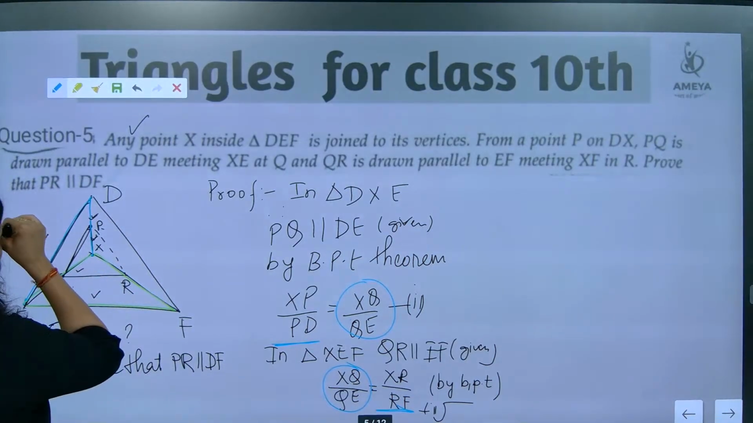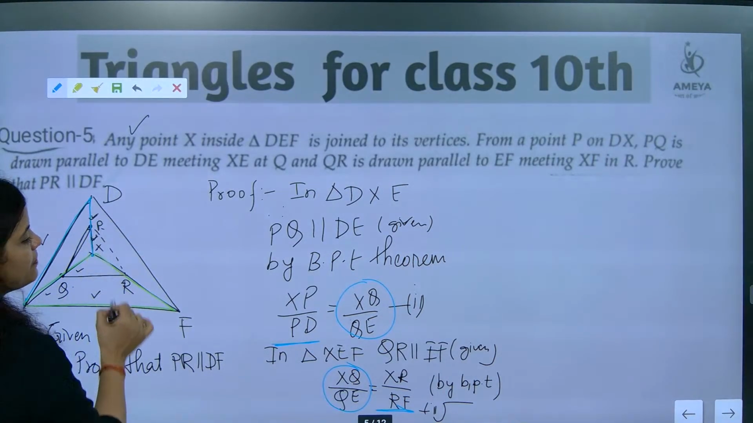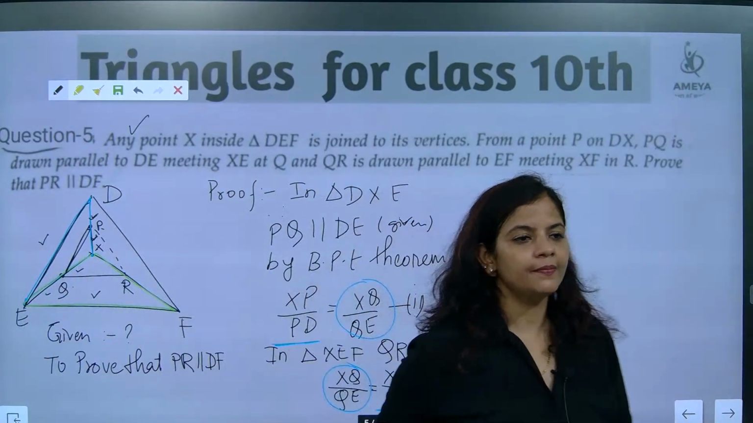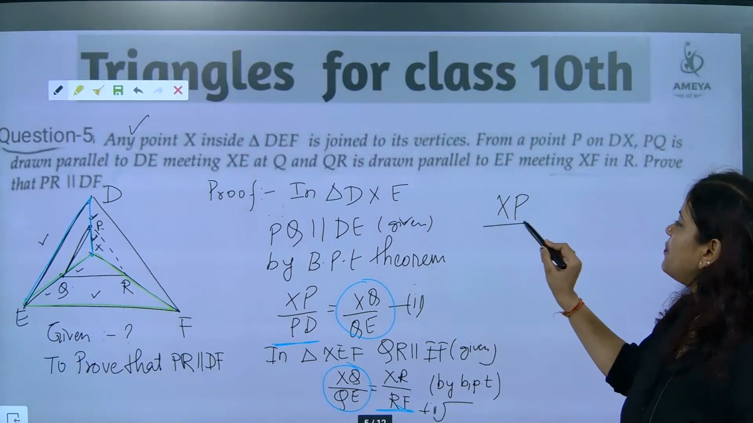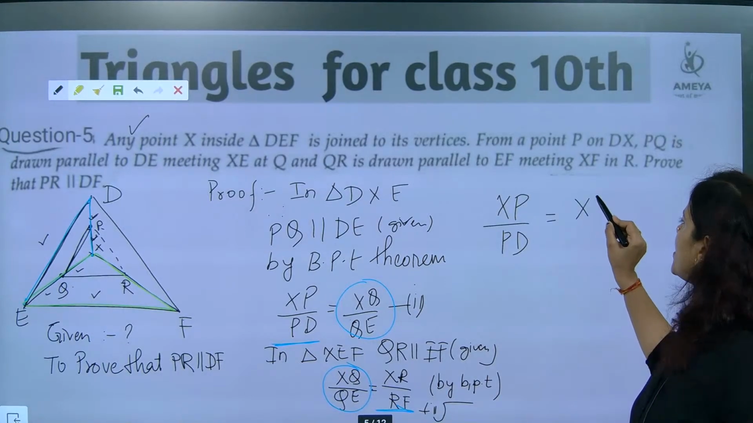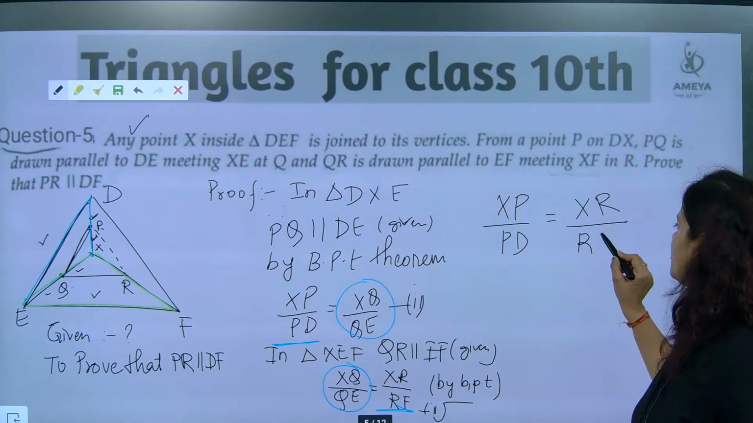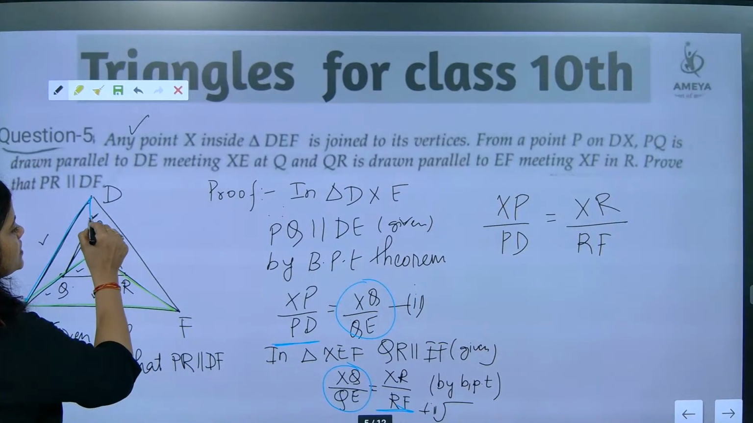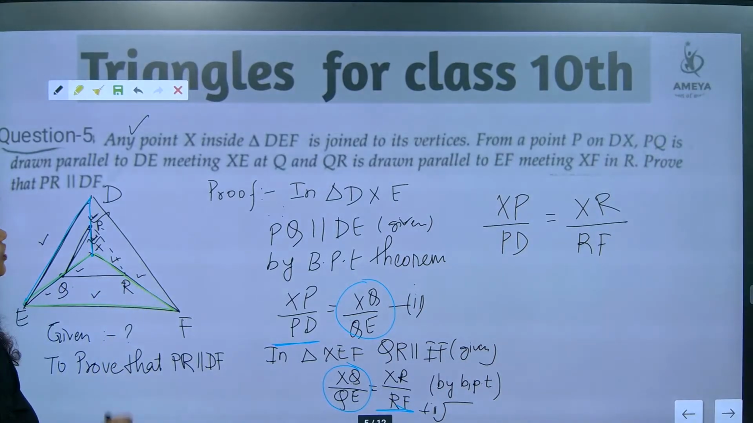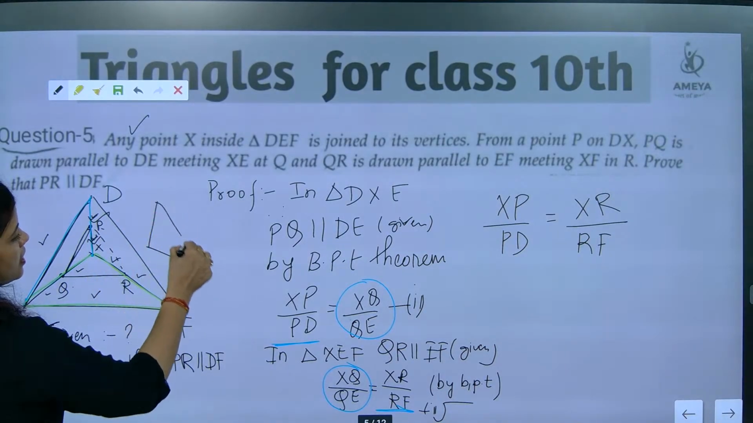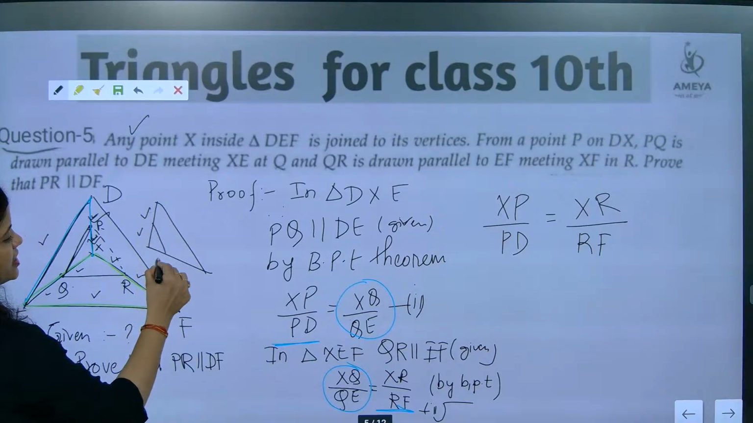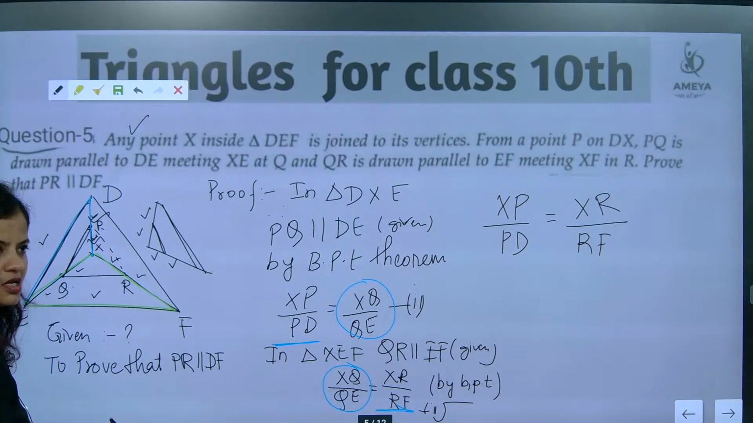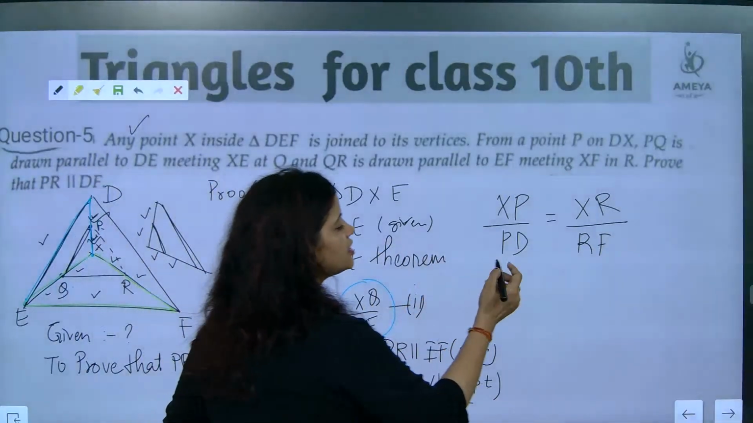That means what we are getting is XP by PD equal to XR by RF. Did we get this side beta? And did you notice one thing? We got this by this and this by this. So if in this triangle we are getting this side by this side is equal to this side by this side, then by converse of BPT this is parallel to this. Got it?